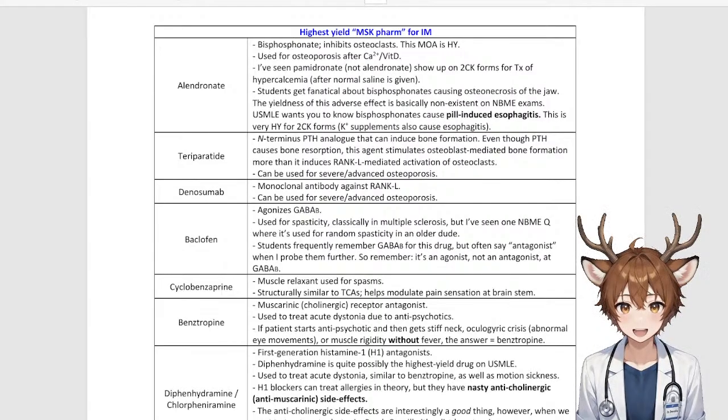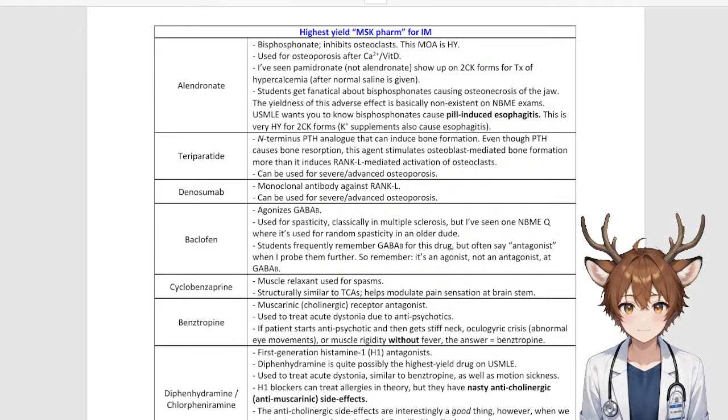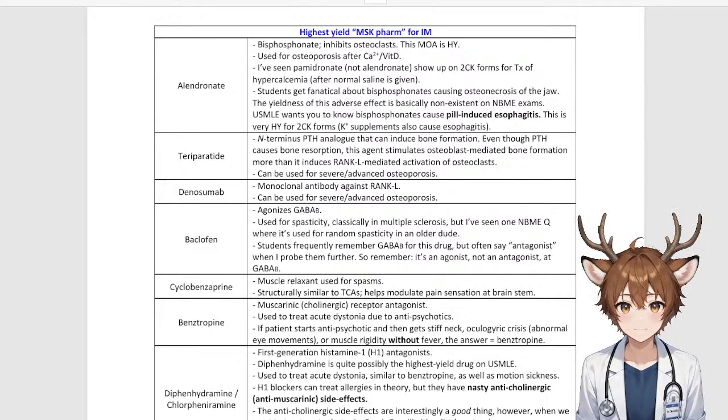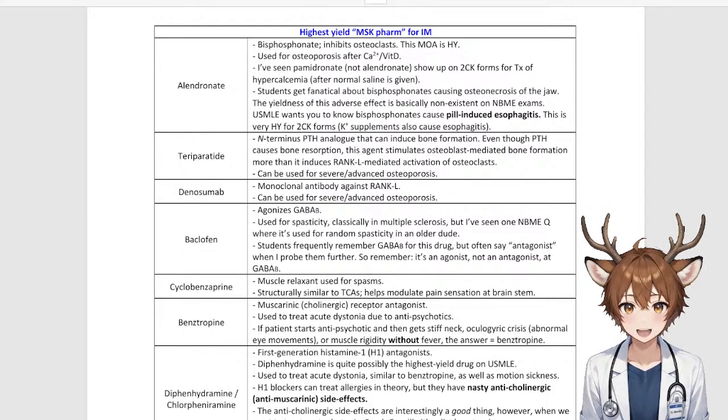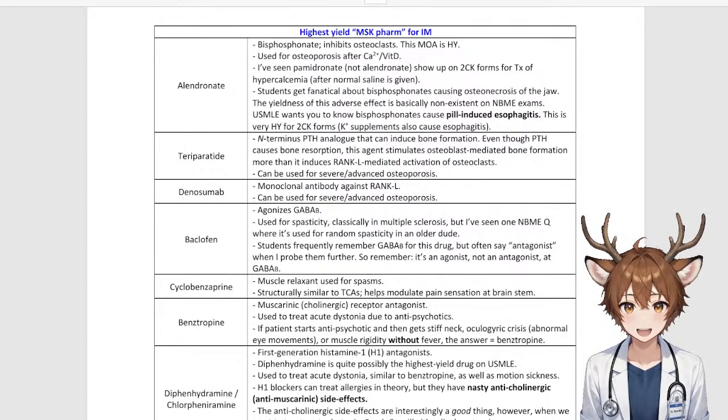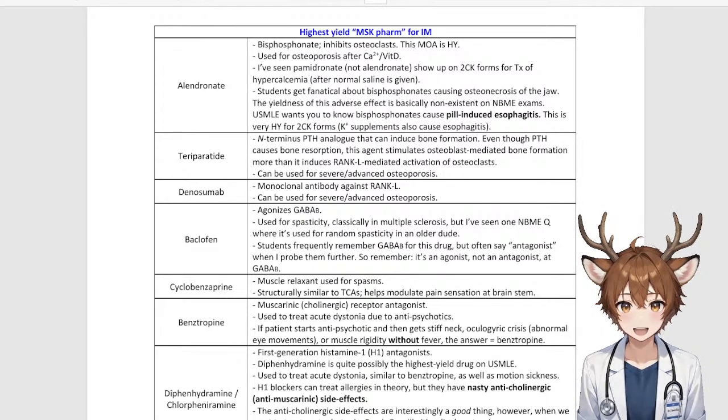Highest yield MSK pharm for internal medicine. So this is the highest yield MSK pharm for internal medicine. So, get set, get ready. Pull out your notepad. Alendronate. Bisphosphonate inhibits osteoclast. This mechanism of action is high yield. Used for osteoporosis after calcium/vitamin D.